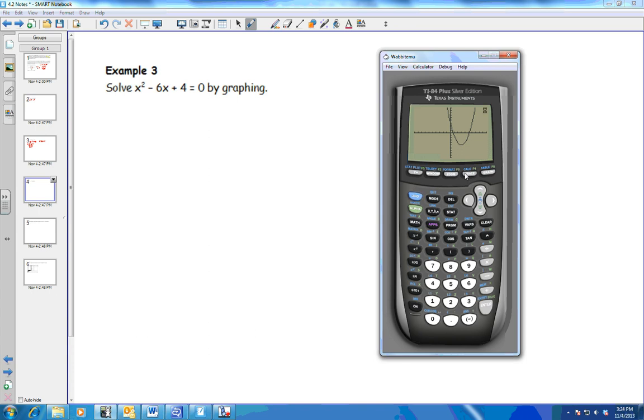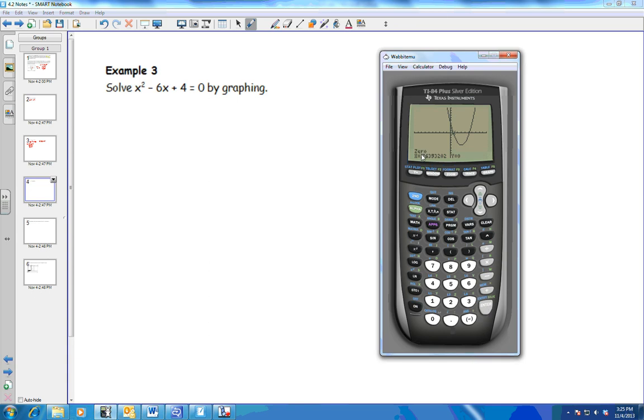I'm going to hit second trace for calc, number 2 for zero. Now let's find this point first. See my cursor? It's going to say left bound. That means go to the left of where it crosses. Well, my cursor is already there, so I'm going to press enter. Then it says right bound, so I'm going to move my cursor to the right of where it crosses. Do you see where it moved? I'm going to press enter. And then it says guess. I'm going to put my cursor about where it crosses and press enter.